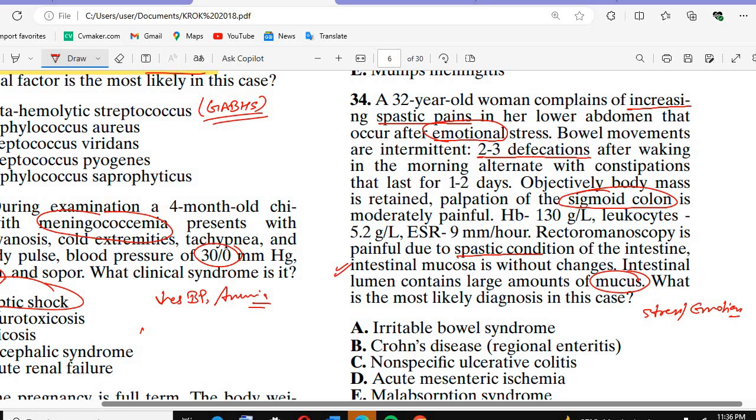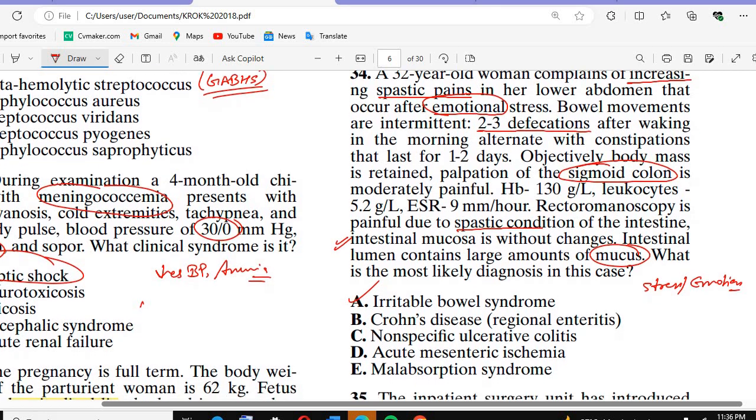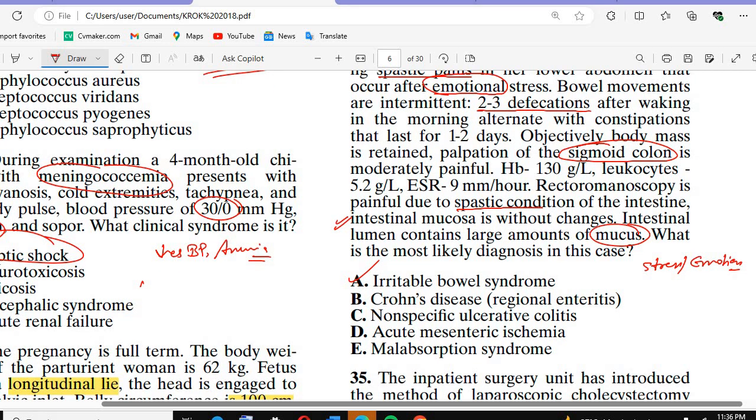So the beauty of the Krok 2 question is that sometimes, not all the time, but most of the time, they give everything about that topic in the question itself. You just have to choose the answer, that is irritable bowel syndrome. These are all the clinical features they give. For example, the first thing is increasing spastic pain, which you can see from the options themselves. You will not see the malabsorption syndrome. Ulcerative colitis and Crohn's disease you will study, then you will understand the difference between them.